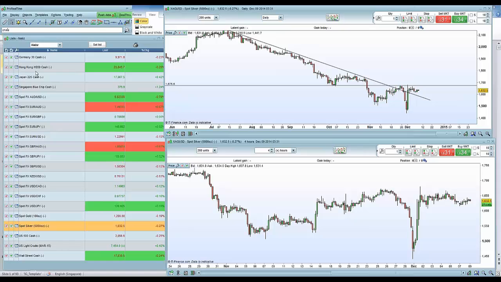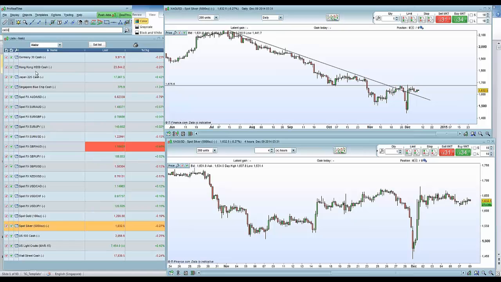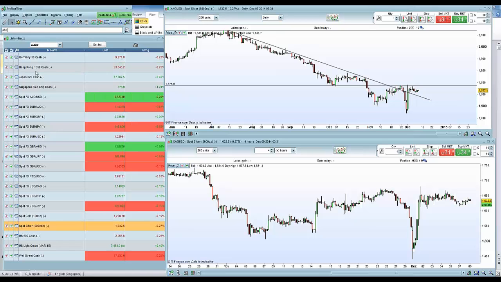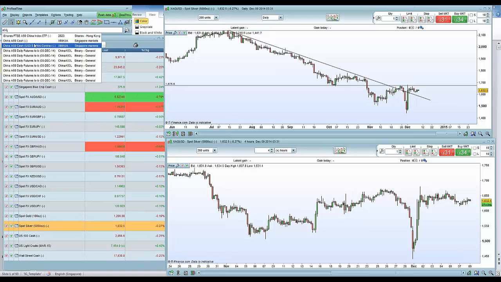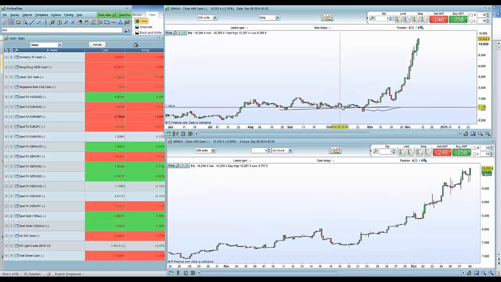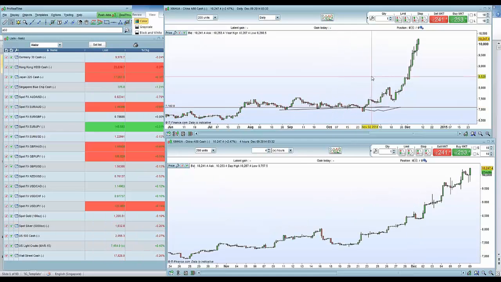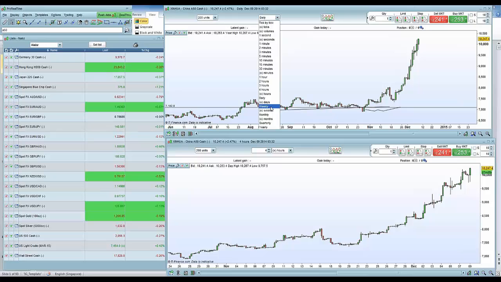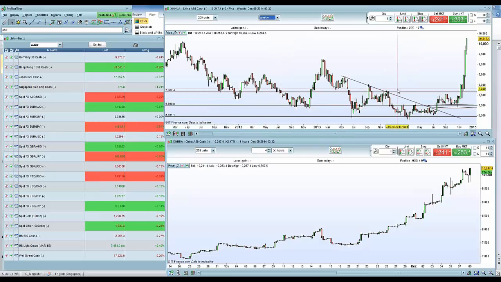China A50 has been on steroids, man. I'm just looking at it the other day. Xinhua. Oh, Lenny, you're also looking at China A50. Okay, we're a few China A50 fans here.